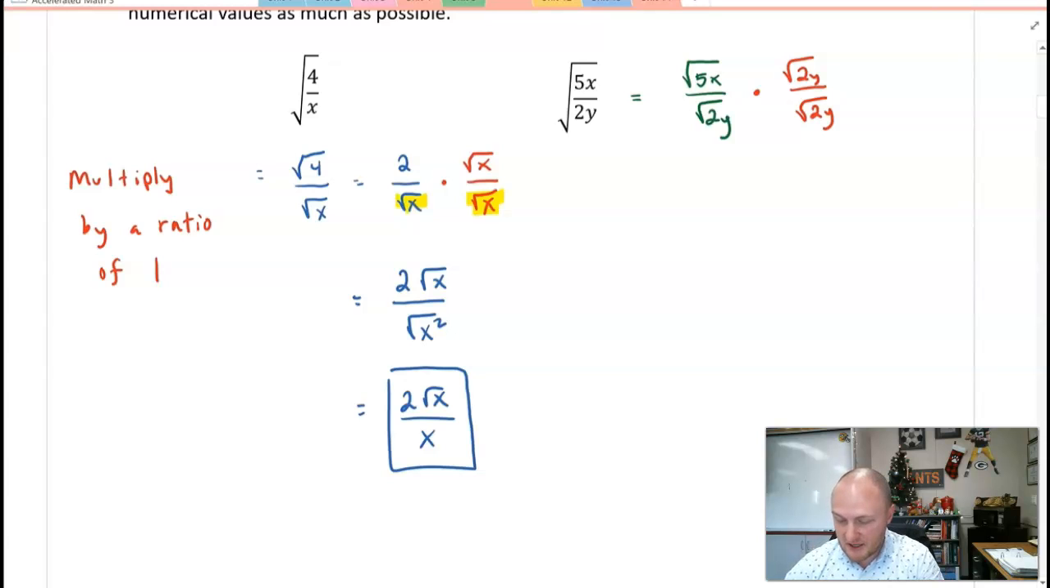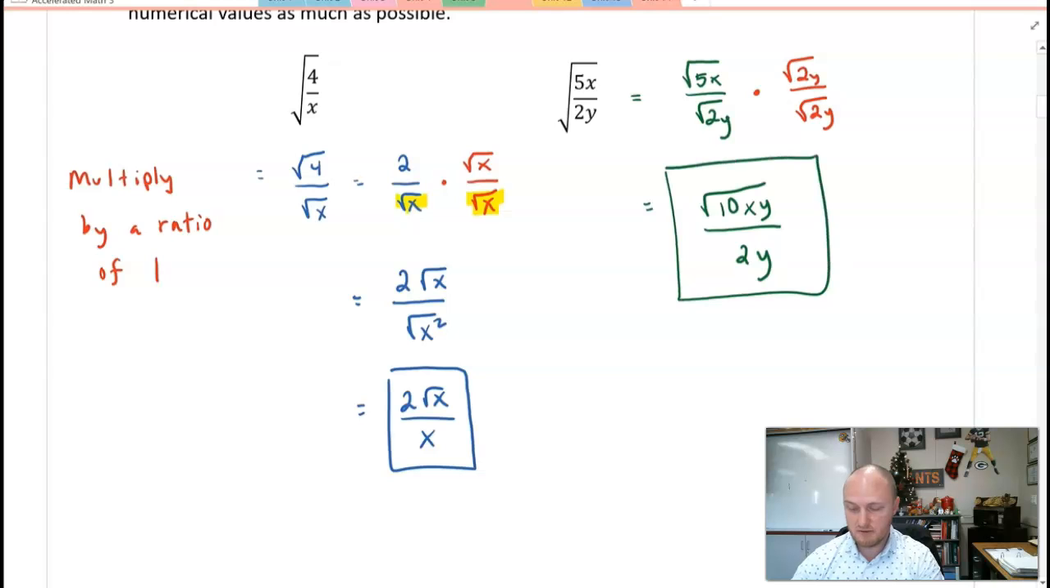Okay, and in the last lesson, we talked about how we can multiply these. So I have the same radicand. I have 5 times 2. Well, that is 10. X times y is xy. Okay, over, and I have the square root of 2y times the square root of 2y. That's just going to be 2y. All right, and then that is your answer.